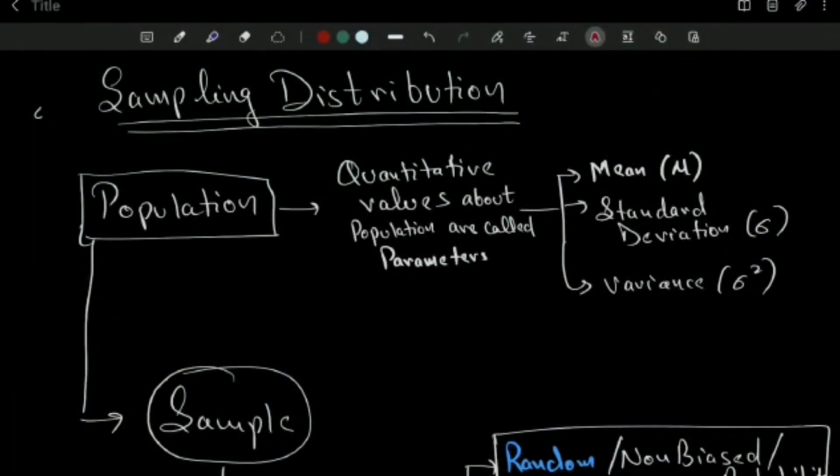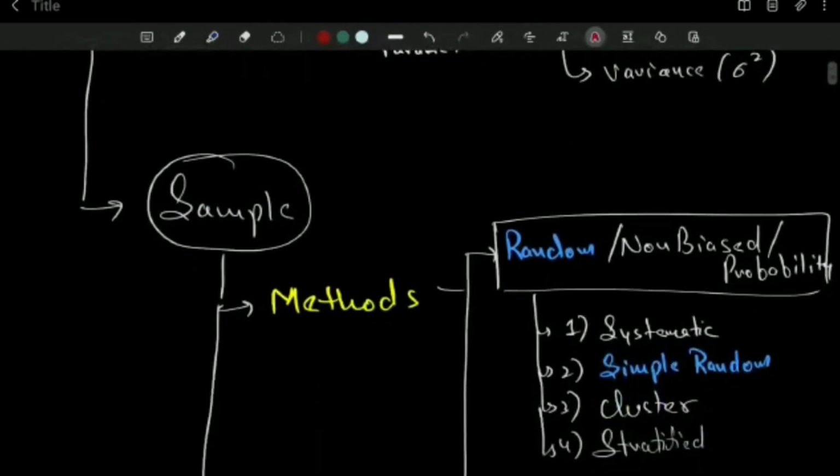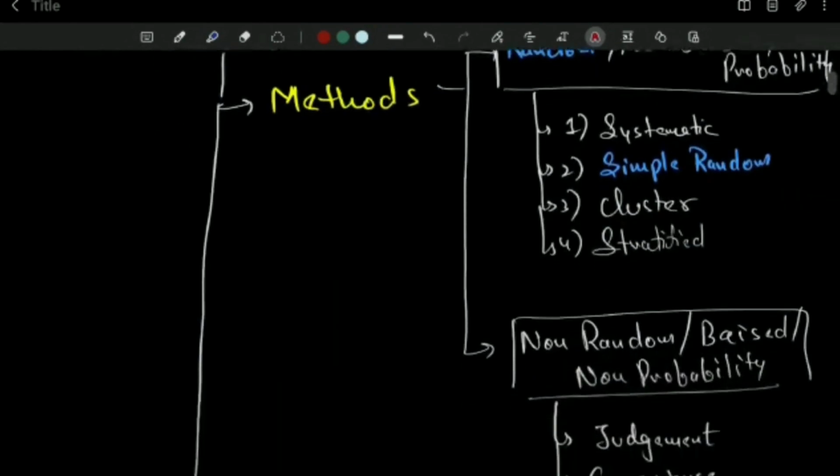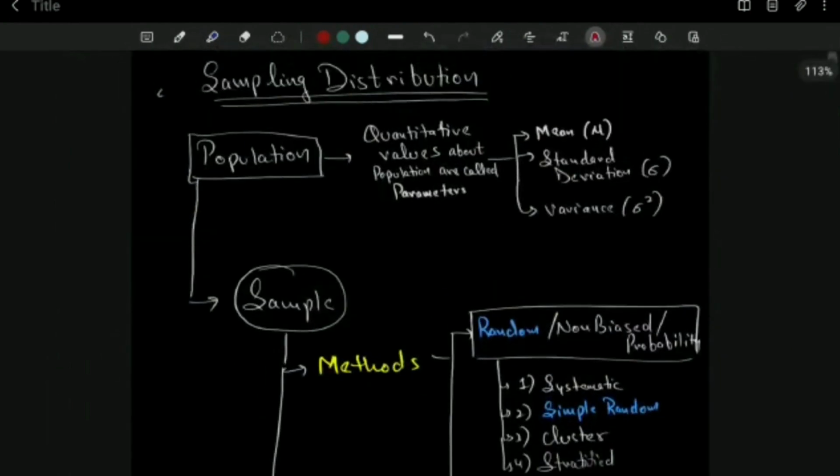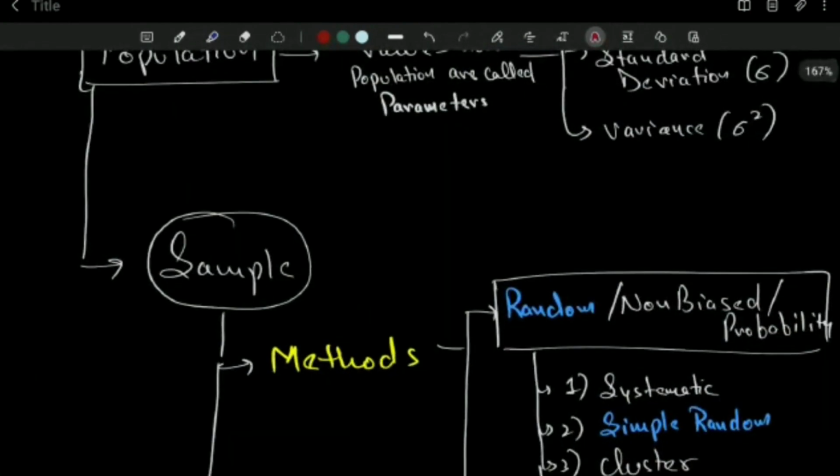It's not always possible to test the entire population. So we have this concept of inferential statistics, where we test just a small portion of the population, which we call a sample, instead of testing the entire population. The steps involved in the process of inferential statistics are: first we draw a sample, for which we have certain methods. Then we apply statistical operators on that sample.